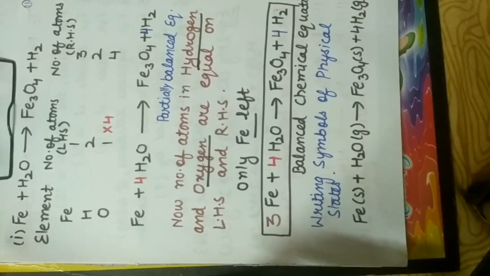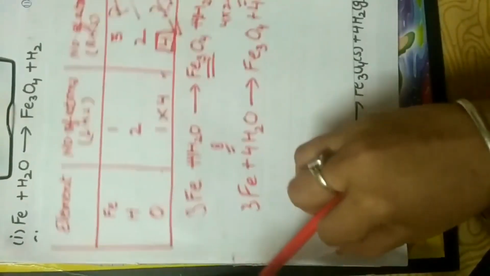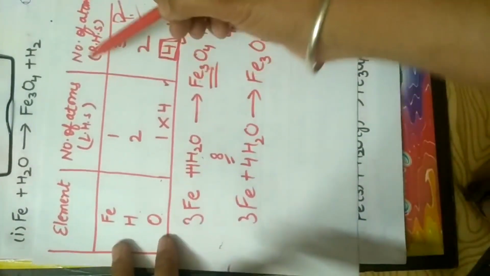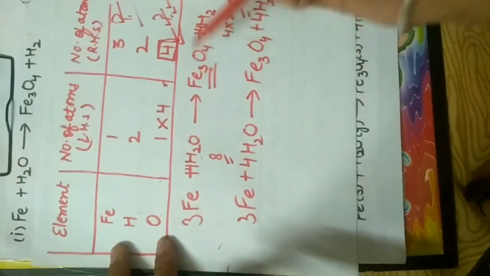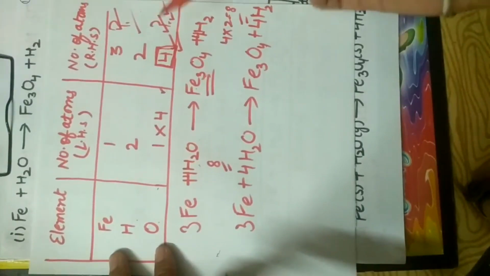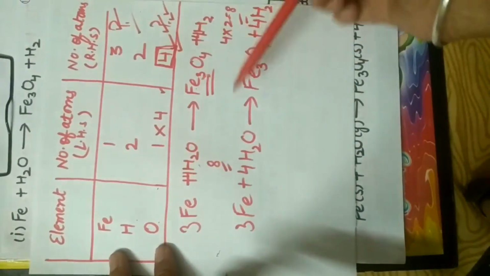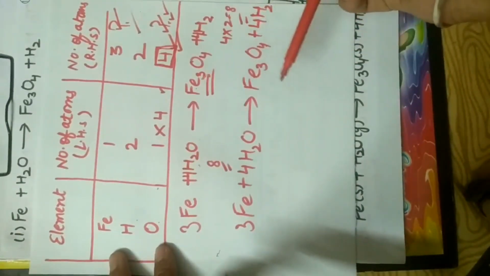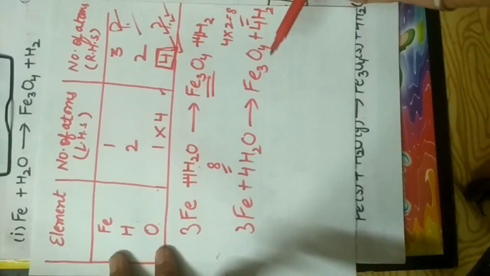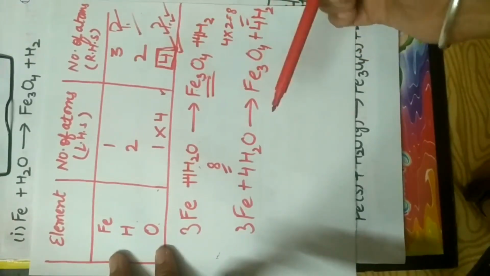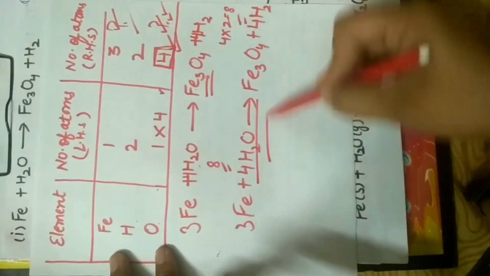And beta, you can balance this equation in one line also. No need to draw this table again and again. This is only your starting. Therefore, I am explaining by making the table so that each and every step is clear to you. Now, no need to draw this table. You can simply solve it in a single line also.